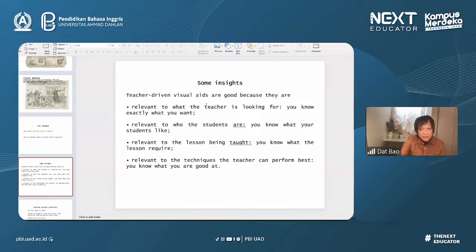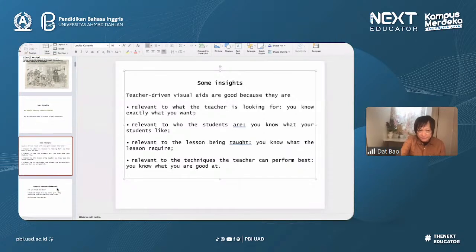I'm going to share with you some insights that I learned from research. My participants say pictures, if created by teachers themselves, have relevance. Instead of trying to look for something that may be temporary, it would be directly relevant. Relevant to what? To what you are looking for, to who your students are, to the content of what you're teaching, to the lesson being taught, to the requirements of the lesson, all the things that you know about your lesson. If you turn that into visual mediums, it will access your students' learning ability very quickly.